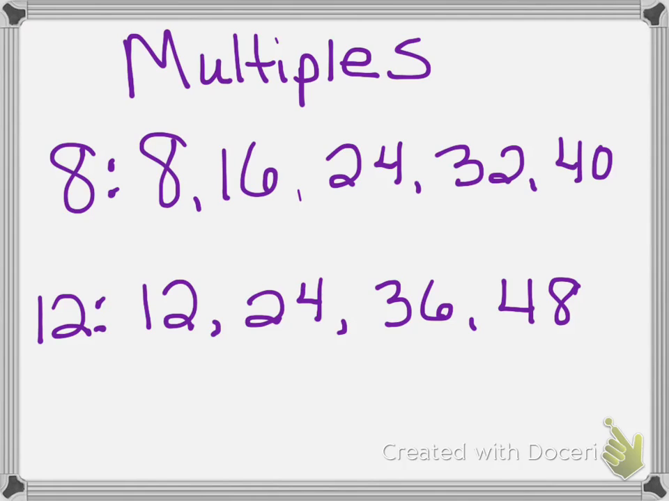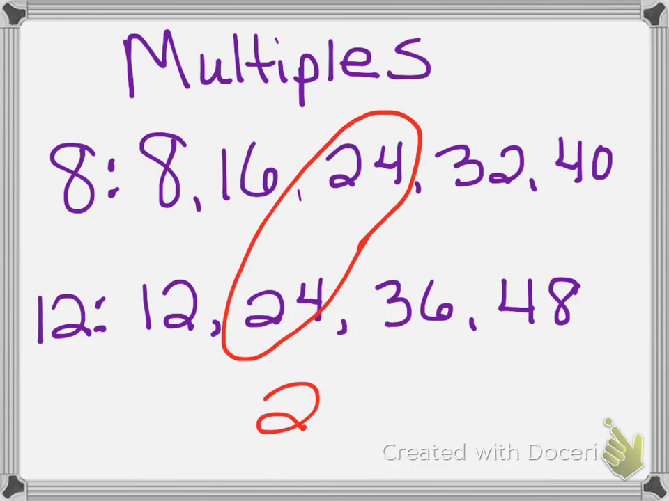Now, just like we did common factors, we can also do common multiples, and ask the kids, well, what common multiples are there for 8 and 12? And they can say, well, I see that 24 is a common multiple. And circle that. So my common multiple at this point for 8 and 12 is just 24.